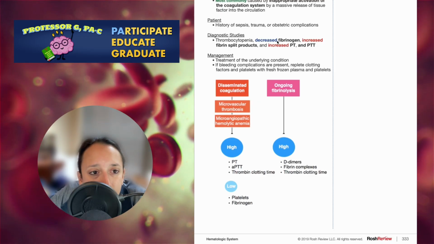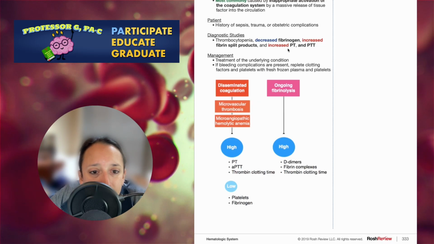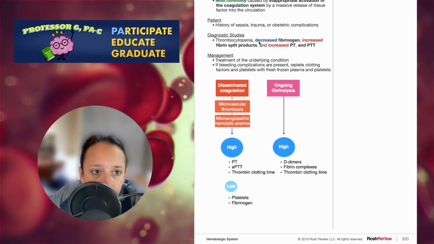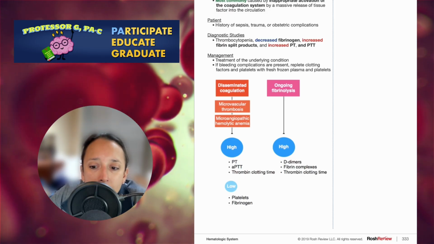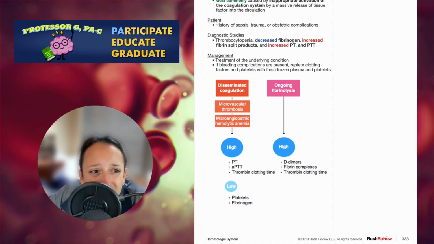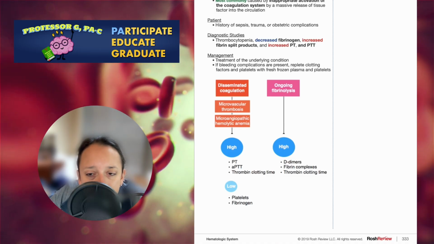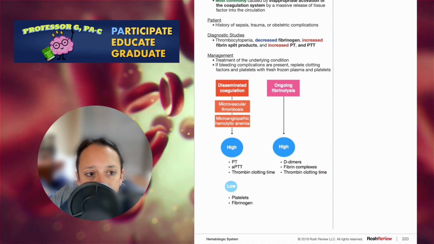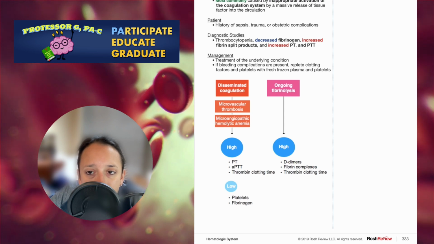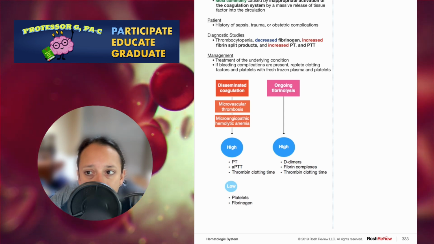The PT and PTT are both prolonged, and the fibrinogen is also going to be decreased. The D-dimer is usually elevated, and a peripheral smear might show some schistocytes from the red cell fragmentation.